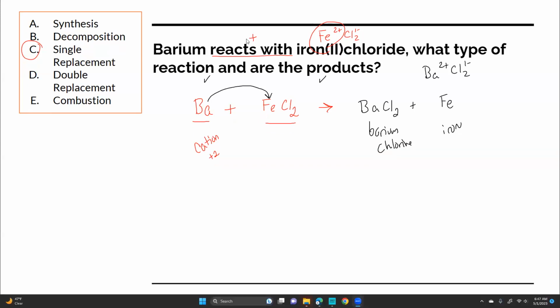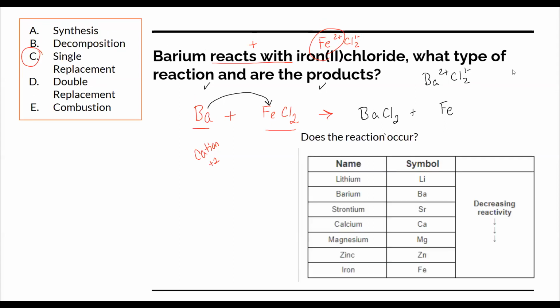And does this reaction occur? So in this case, we have to see who's stronger. Earlier, for single replacement, we were dealing with the anions, and we just had to look at the electronegativity of the halogens. To figure out the reactivity or the strength of the cations, you need the table. Okay, and so we find barium up here and we find iron. Barium is higher up, so he's stronger. So this reaction does occur.